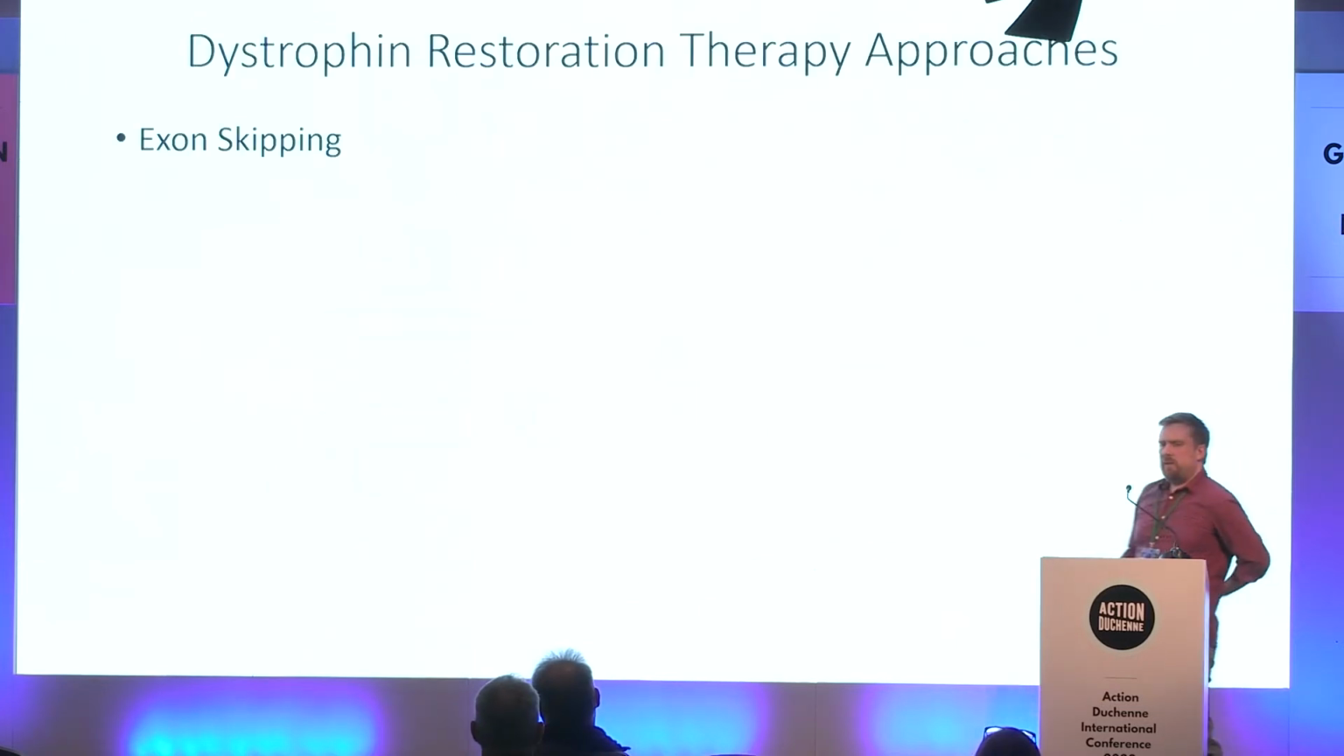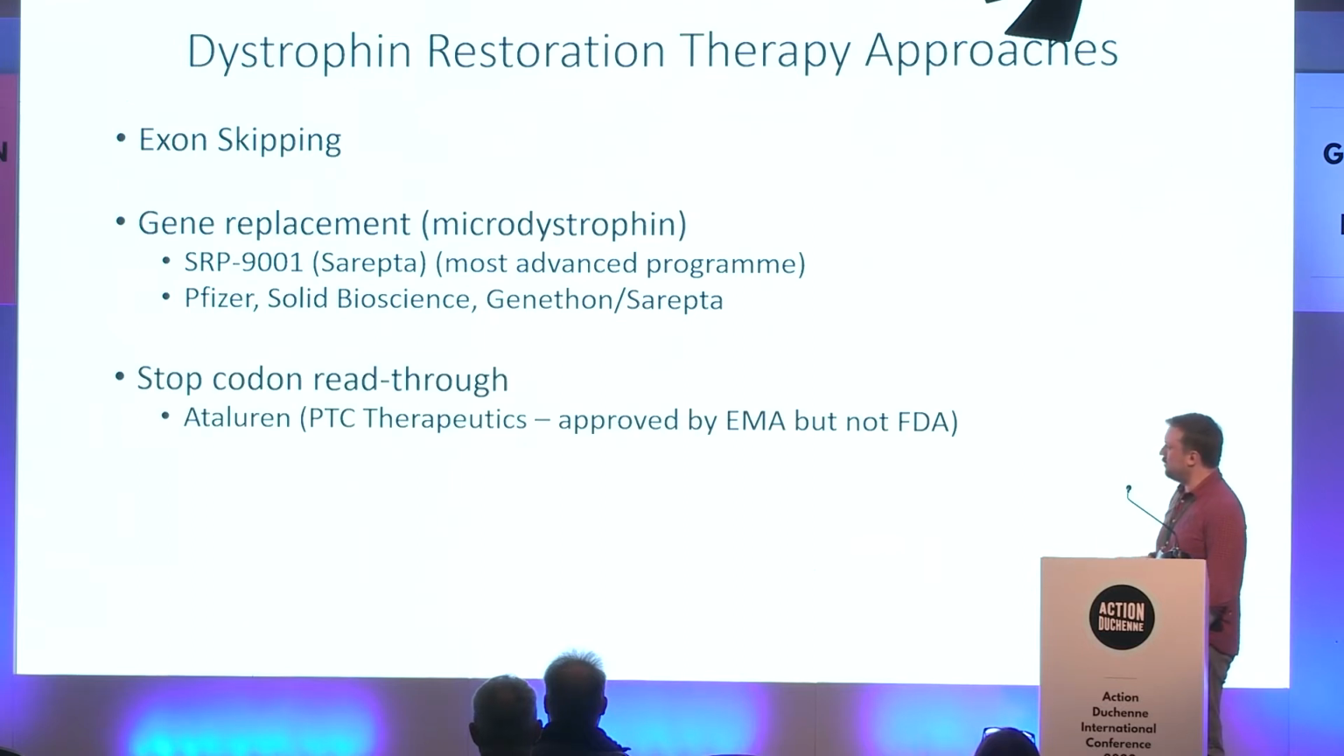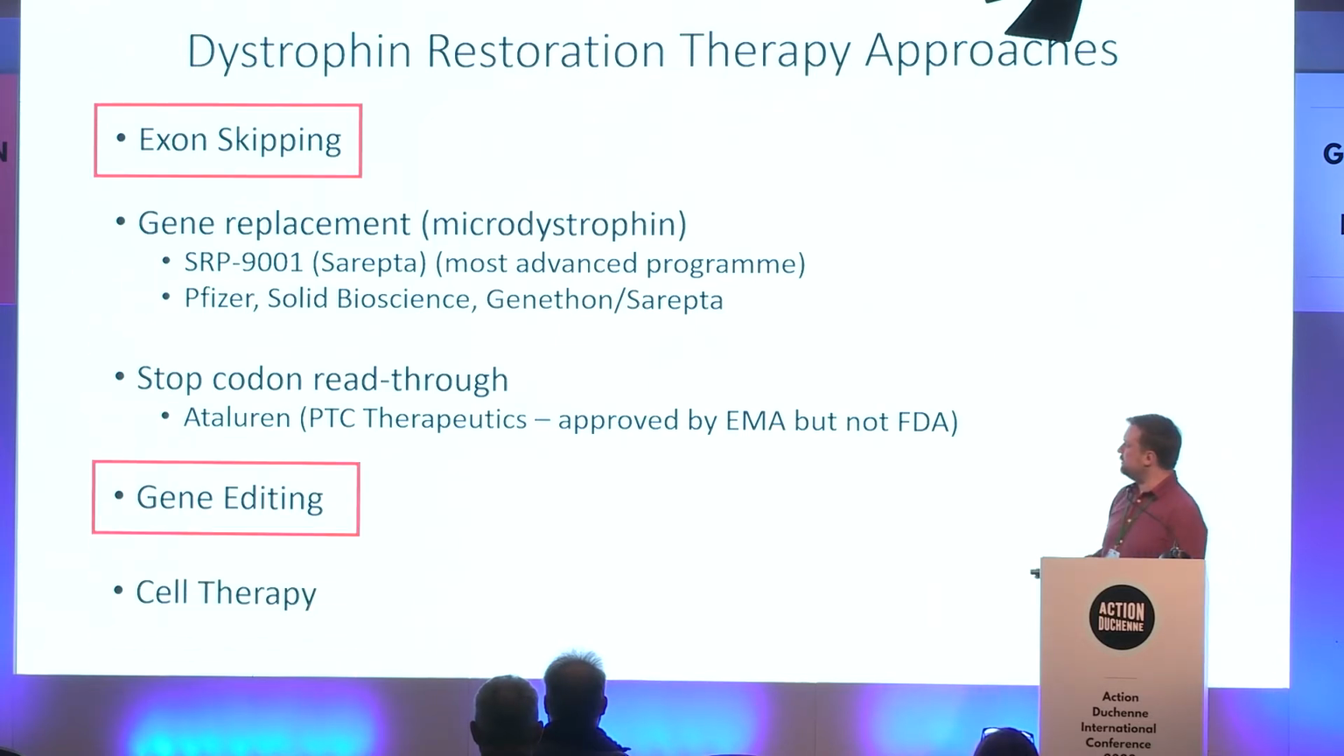So there are a number of dystrophin restoration approaches. This was mentioned a little bit earlier. So exon skipping I'm going to talk about today. Gene replacement, there's a session tomorrow. Stop codon readthrough has been mentioned. Gene editing and cell therapy. And today I'm going to concentrate on these two.